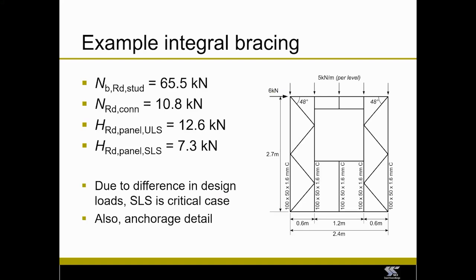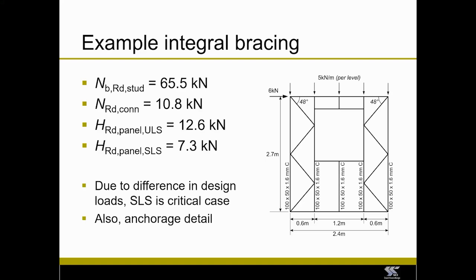We've got the section capacity of the short lengths of integral bracing at 65 kilonewtons, so that's not going to be a critical factor. We've got connection resistance, in this case of 10.8 kilonewtons, which gives us a complete panel resistance of 12.6 kilonewtons, so not dissimilar to what we had for the X bracing, but we've got a lower resistance at serviceability limit state.